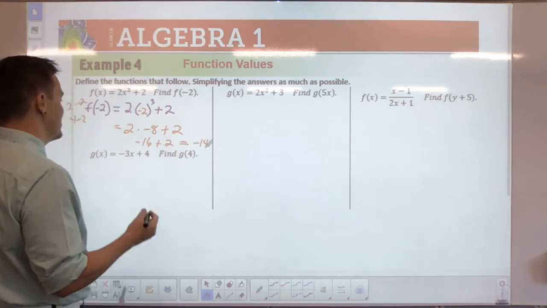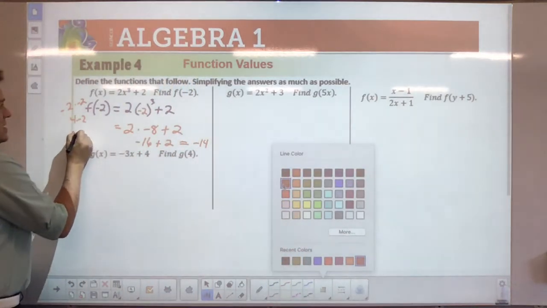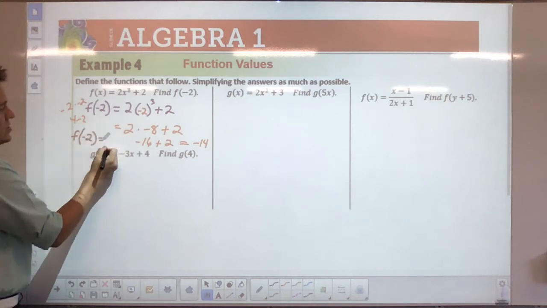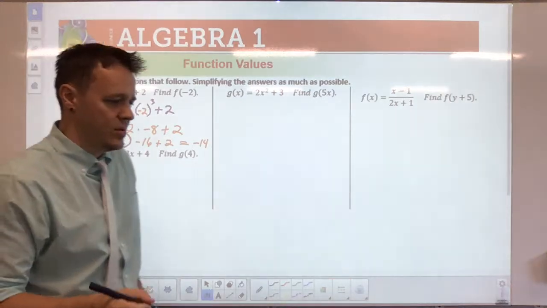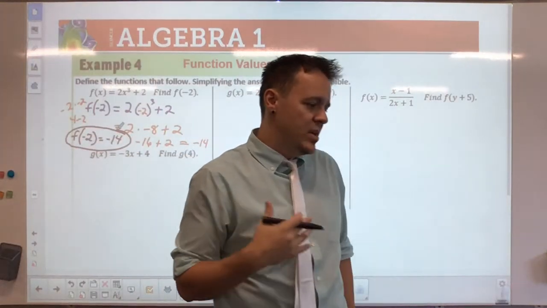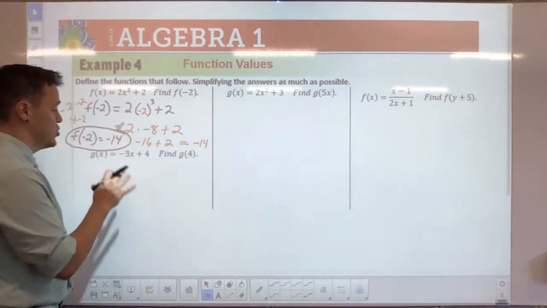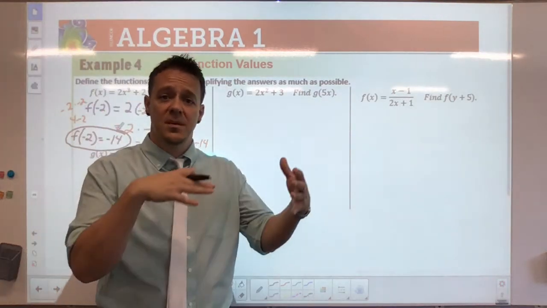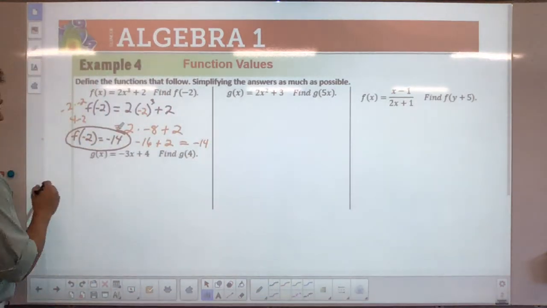So your actual answer needs to be written down like this. It'd be f of negative 2 equals negative 14. That's the actual answer, okay? One thing I want to make sure you guys understand is how it's written, how the answer needs to be portrayed, and how you need to identify things, because when you see something written in a book or on a test, you have to be able to figure those things out.